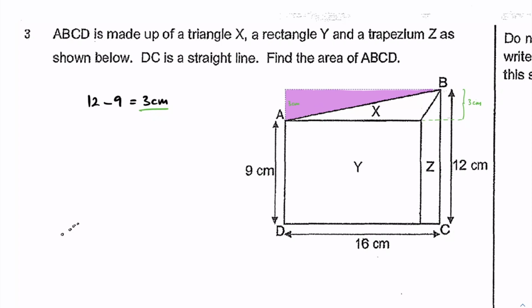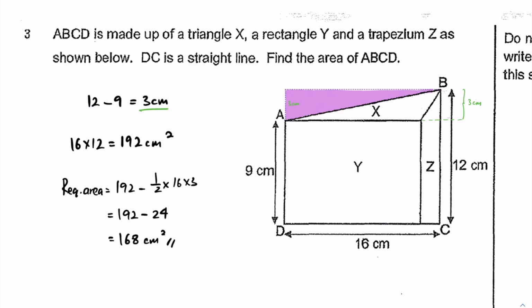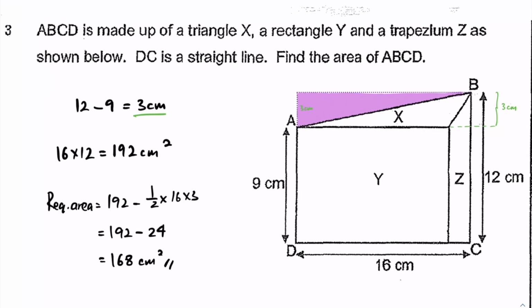Okay, let's find the area of the entire shape, shall we? That's 16 times 12, that's 192. Let's take the larger area minus the smaller area, which is the purple triangle there, which is half by 16 by 3. And that gets us 168. So we don't have to find the area of 3 different shapes. Just take the larger area minus the smaller area.